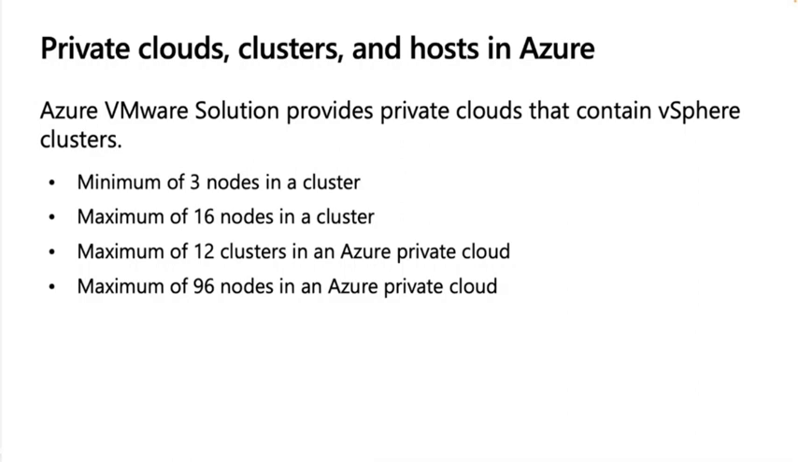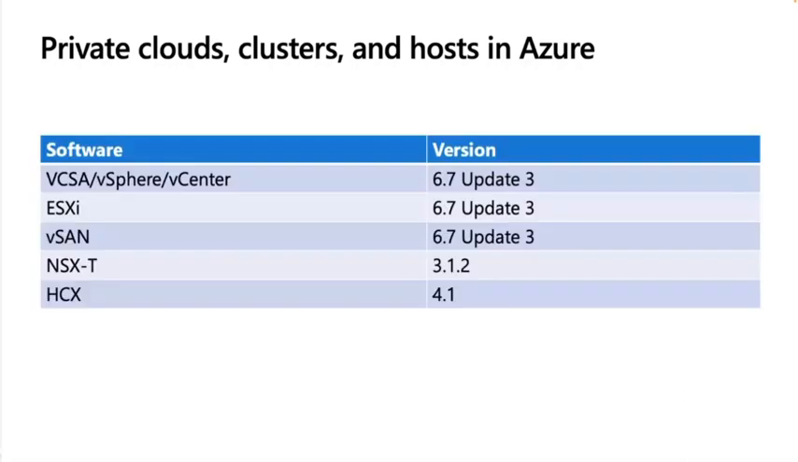Okay. So as of now, AVS runs 6.7 update 3 version of vCenter and ESXi. Same for the NSX version, or NSX-T, sorry, that's AVS specific. And then HCX is 4.1. So that's locked in. You can't change that because this is the service we're providing. Once they roll out the next version, this will change.